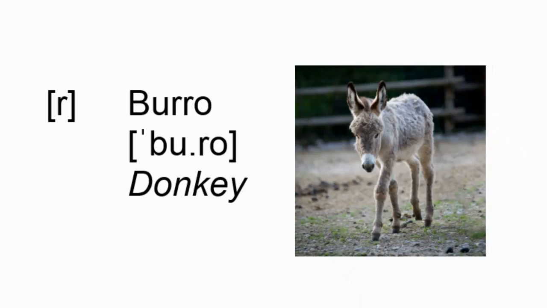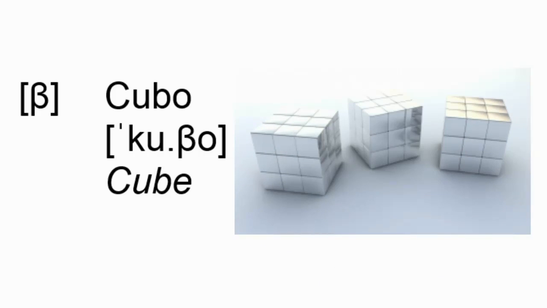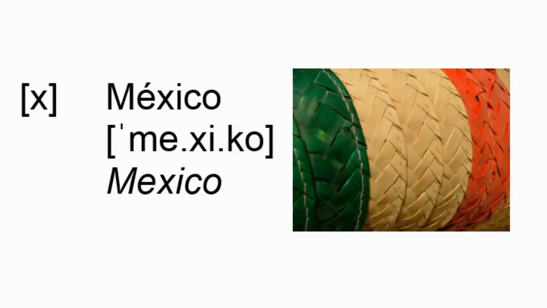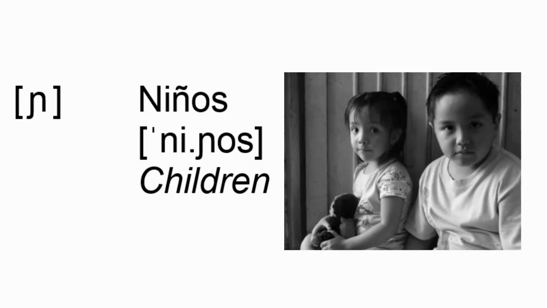Then came 6 entirely new sounds. The trilled R, R as in burro. The tapped R, R as in aro. V as in cubo, which is basically a V made with both lips. R as in soga, made in the same place as G or K, but allowing a bit more air through. As in Mexico, made in that exact same place, but without any buzzing from your vocal cords. And Ñ as in niños, an N made using the middle of your tongue against the roof of your mouth. And that is it for Spanish's consonants. Next up, vowels.